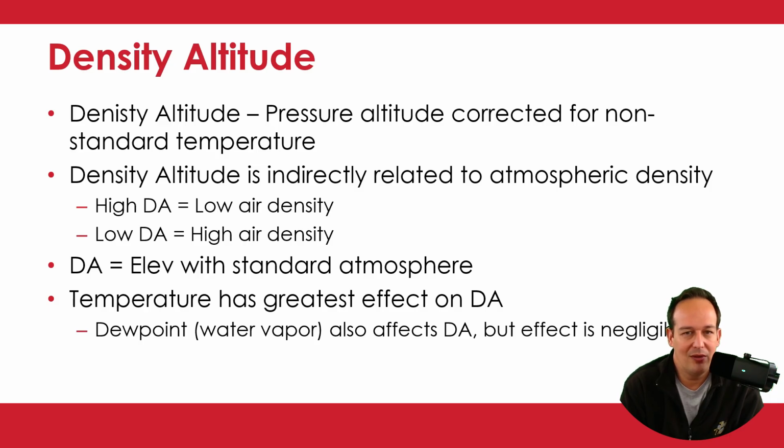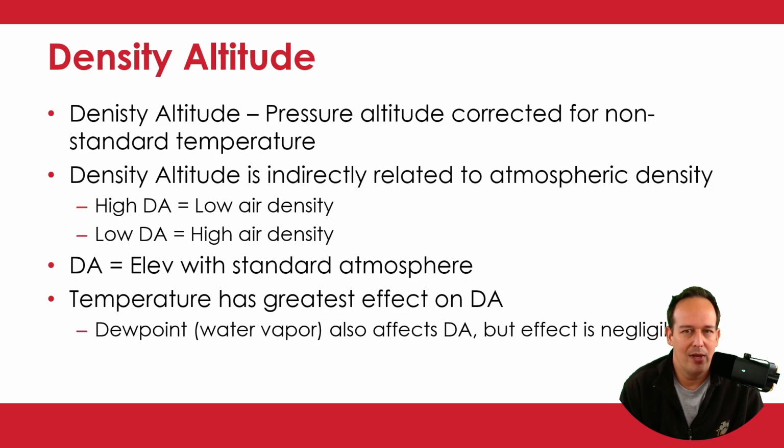So density altitude is indirectly related to the atmospheric density. So a high density altitude equals low density air, and low density altitude means high air density. Now, I know you put all those words together and then you start to get confused. Well, let's take the words high density altitude, take the word density out of it. So high density altitude, take out density, it becomes high altitude. What kind of density do we have? It's low density air at a high altitude. So high density altitude is a low air density.